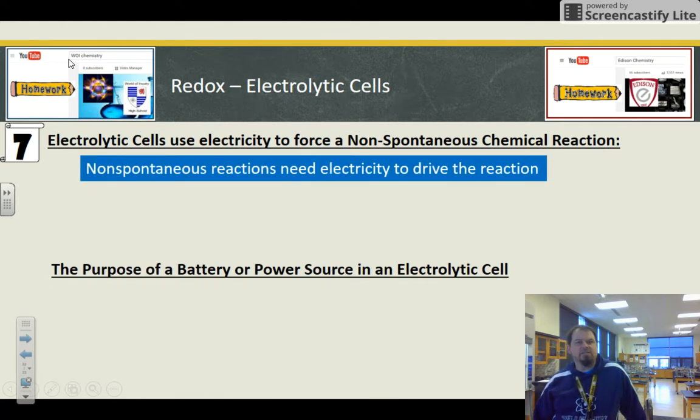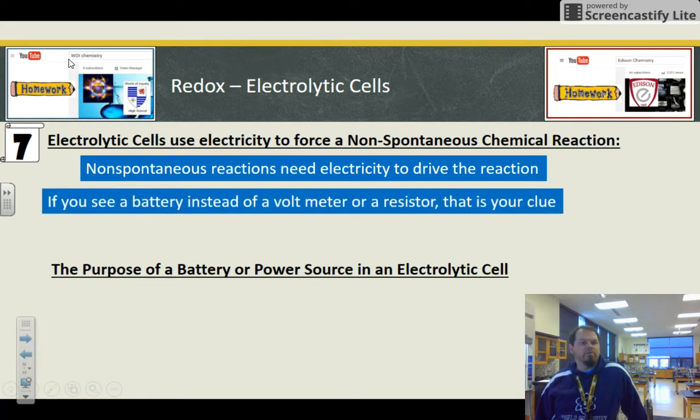Non-spontaneous means it needs a little extra energy to get going, like the activation energy from last unit. Okay, it needs energy to make it go. It's not just sledding down the hill. So if you see a battery instead of a voltmeter or a resistor, the voltmeter could be there. A lot of times instead of a voltmeter, you'll see a light bulb. A light bulb is a form of a resistor. So if you see a voltmeter with a V or a resistor like a light bulb, then it is a voltaic cell. If you see a battery, that is your Q.